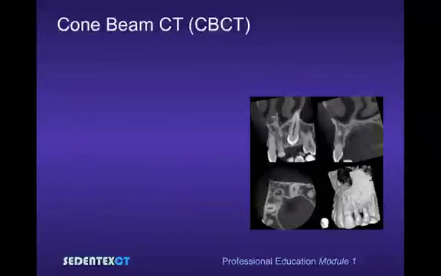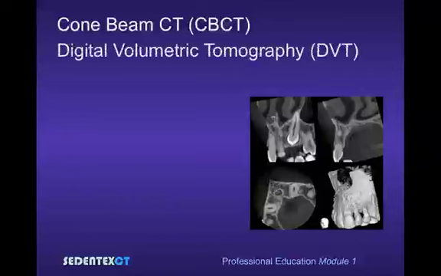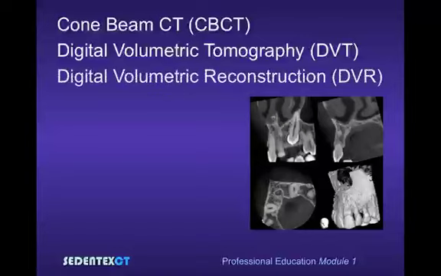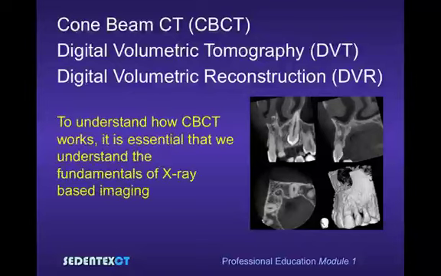So, Cone beam CT. One of the first things to mention is that this name is not universally used. Alternative names exist, such as digital volumetric tomography, or DVT, and more recently, digital volumetric reconstruction, or DVR. This can be very confusing, but throughout these modules we will stick to the most widely used term, cone beam CT, or CBCT for short. To understand how CBCT works, it is essential that we understand the fundamentals of X-ray based imaging. So we're going to start from that point.